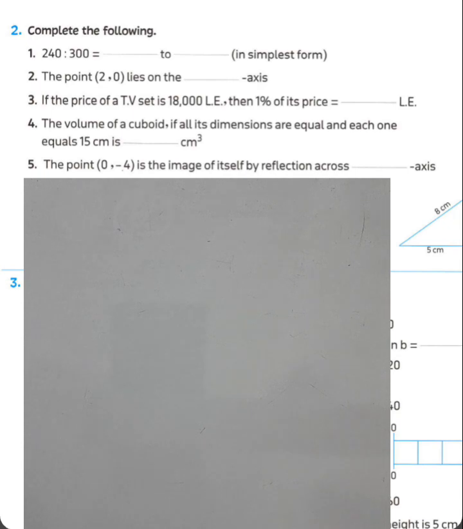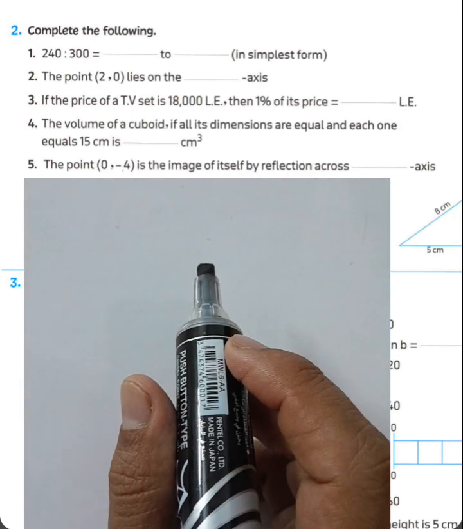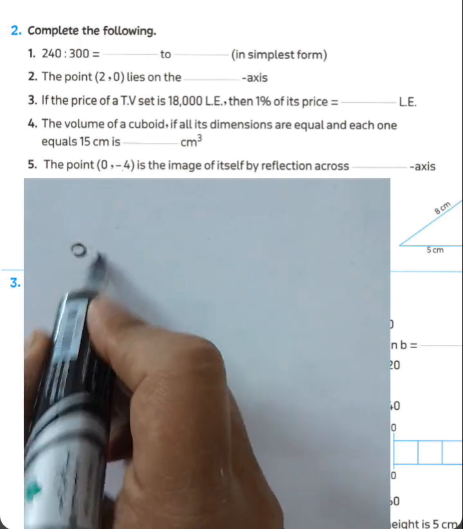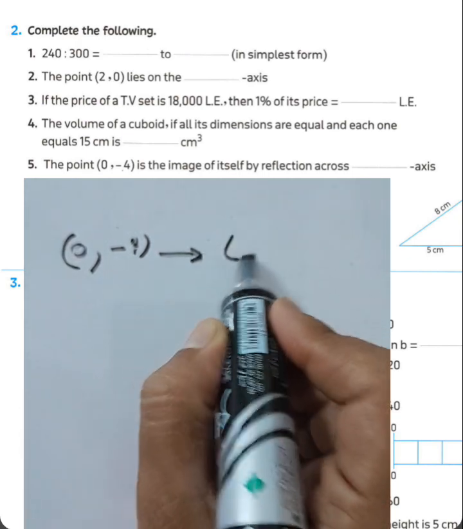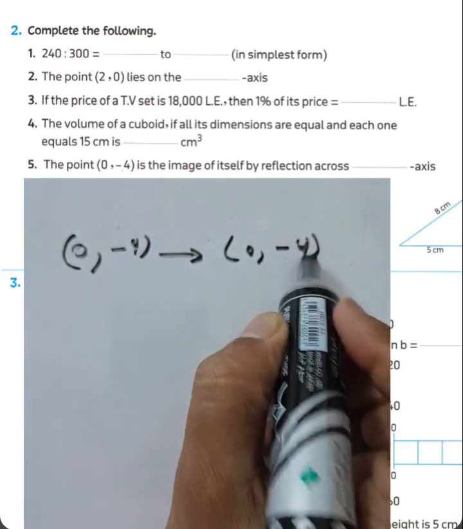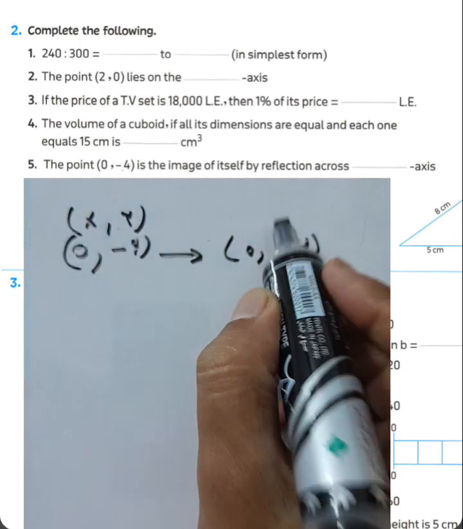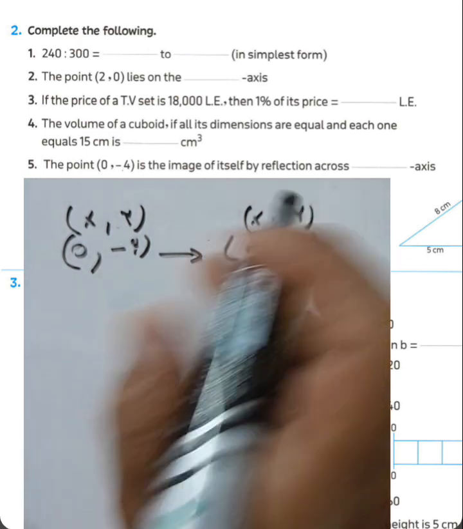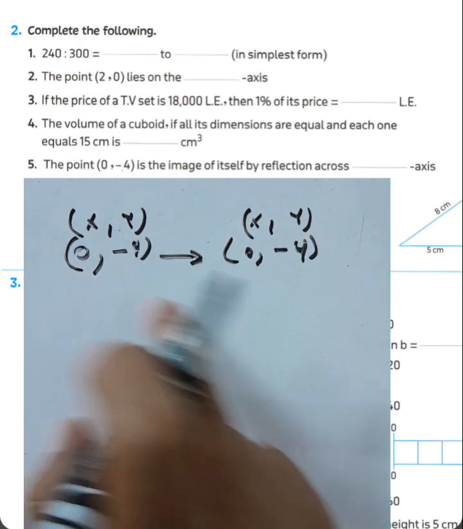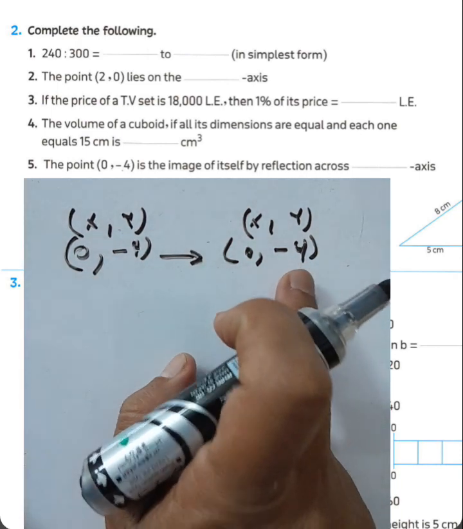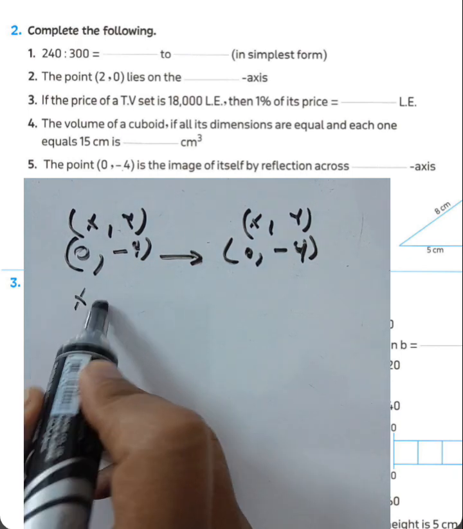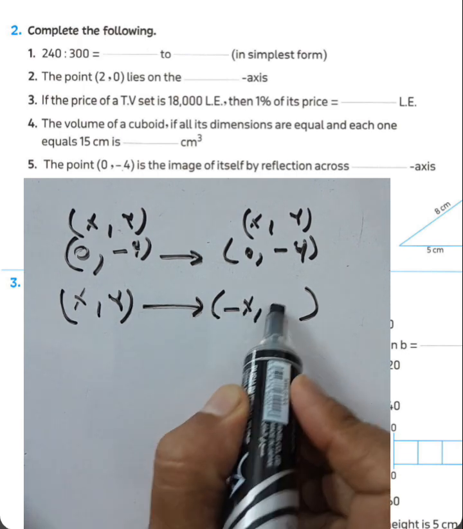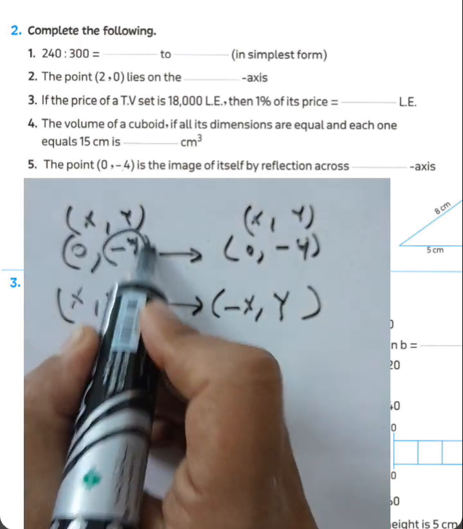The point 0 and negative 4 is the image of itself by reflection in the axis. He asked about reflection of itself. The point 0 and negative 4, the reflection was itself. We have the point x and y, and the image here x and y. We put x here and y cancelled. No, y stays like itself. It's the rule: we have x and y, the image will be what? Will be negative x and y. Look at here, y constant.